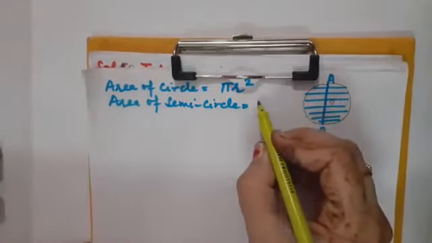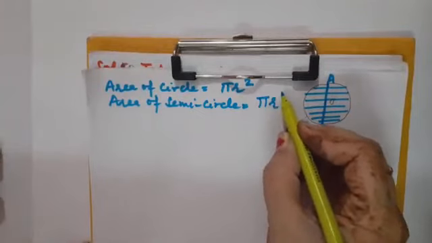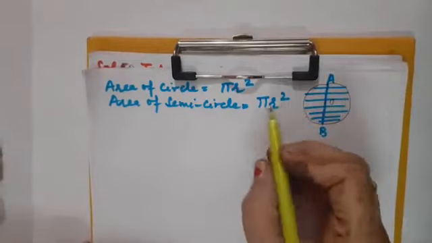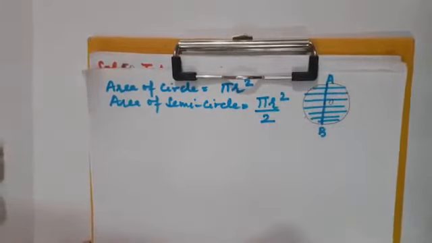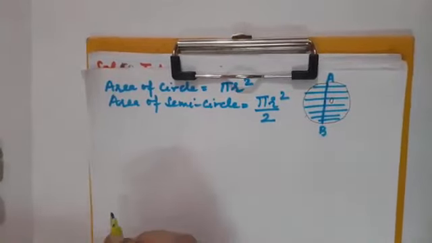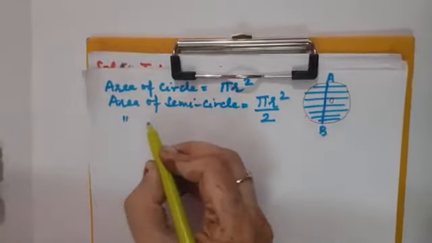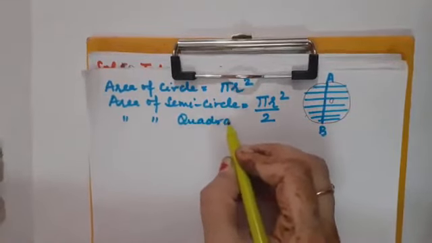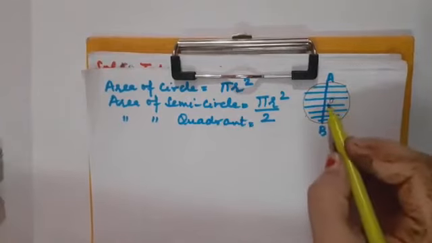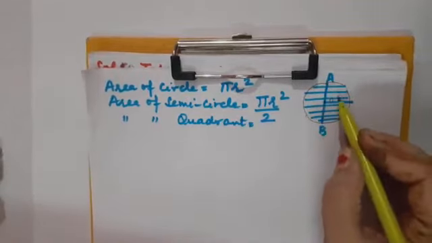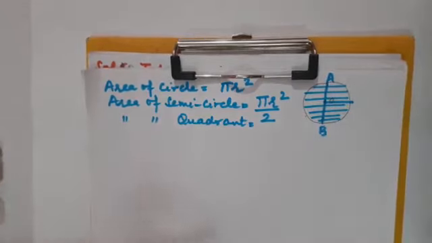This diameter has divided the complete circle into 2 parts, so definitely the area will also be divided into 2 parts. So the area of the semicircle is pi r square by 2. So children, if I talk about the area of a quadrant, I just told you what a quadrant is, when the complete circle is divided into 4 equal parts.